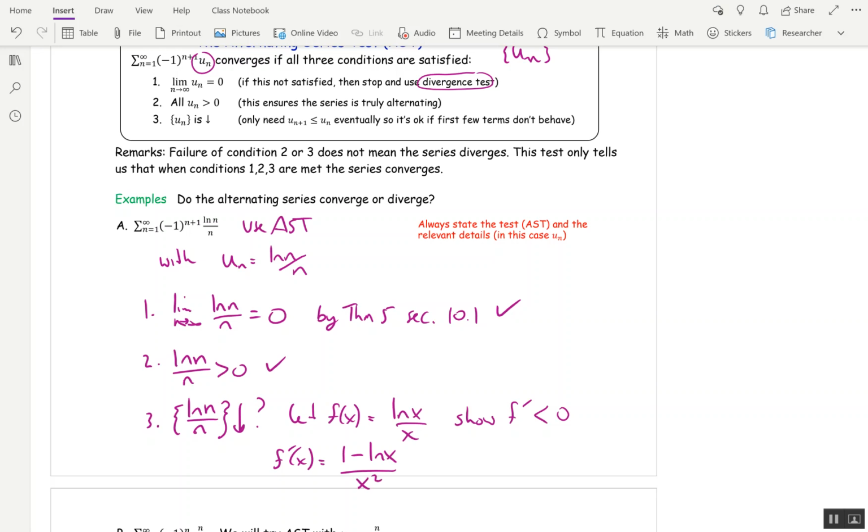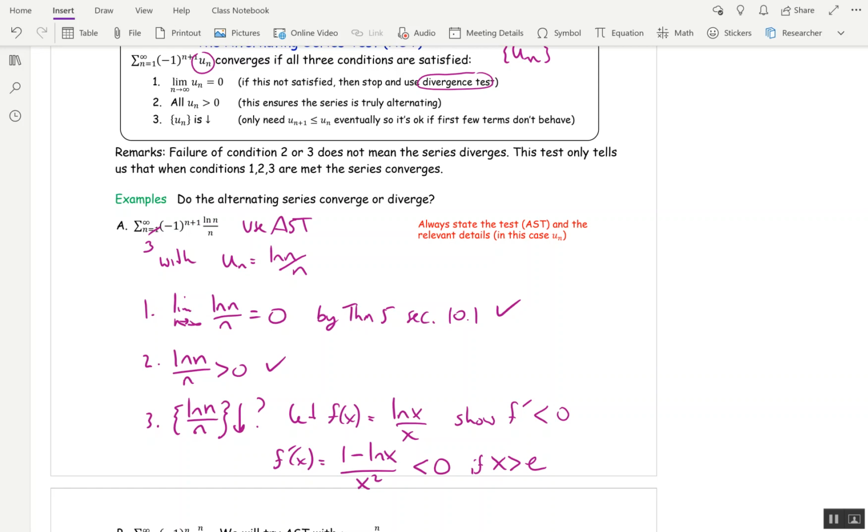Now, that needs to be negative. And that's going to happen when ln x is bigger than 1. So that will happen if x is greater than e. Now, e is about 2.7, so that's fine. If the first few terms don't behave, then you can go ahead and start the series at 3. That won't change the fact that the series converges or diverges.